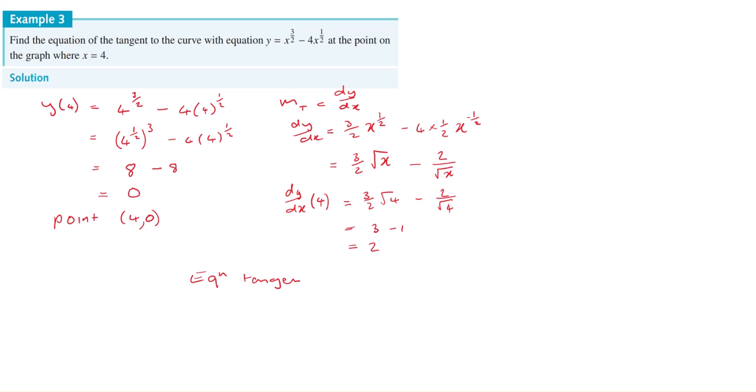So the equation of the tangent, again, always use y minus y1 equals m times x minus x1. We've got all the bits we need now, so let's fill them in. So y minus 0 equals m, which was 2 from our gradient, times x minus 4, the x point. So y equals 2x minus 8.